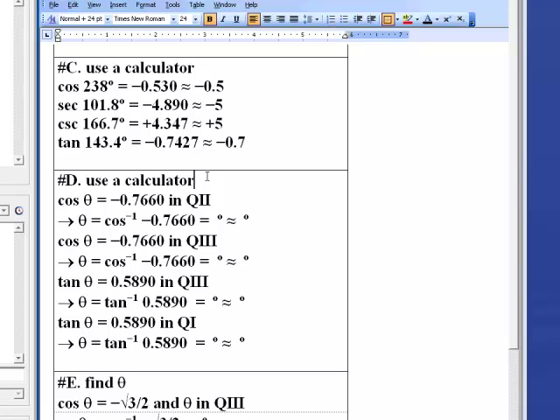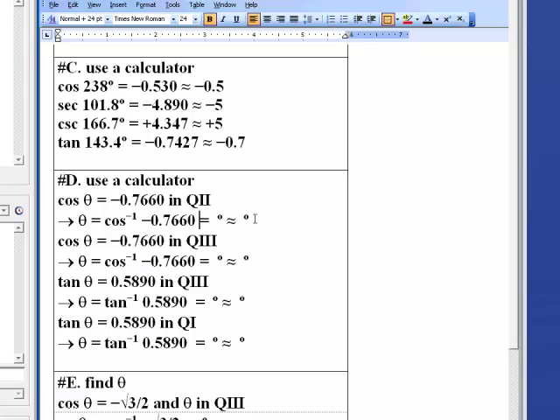Use a calculator for these here. Cosine of theta equals negative 0.7660 in quadrant 2. So we're taking the inverse of this one. When we take the inverse cosine of a negative number, you will see that we actually do end up in the second quadrant. So let's take the negative out, so that as we plug it in on the calculator, we truly come up with the first quadrant reference angle.